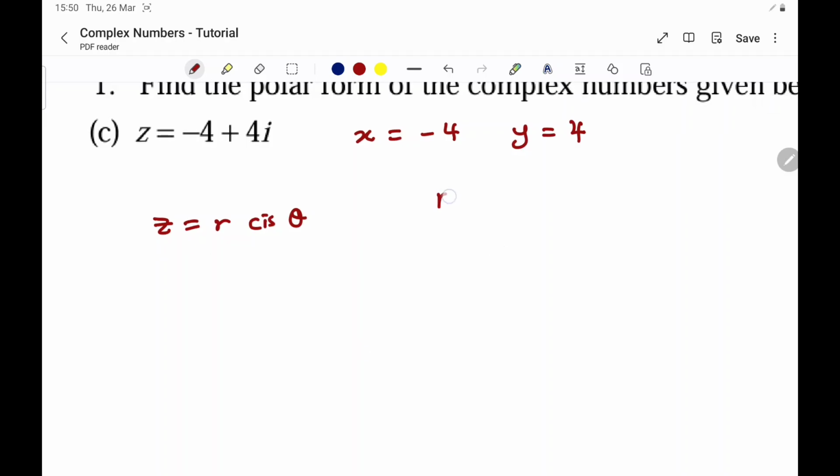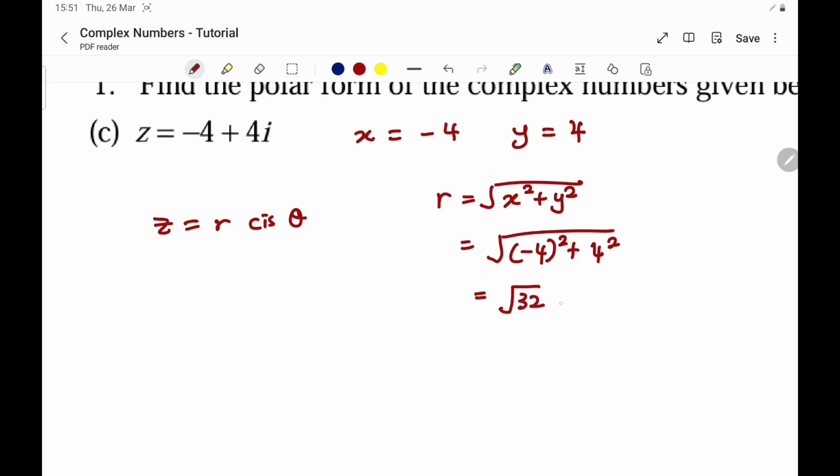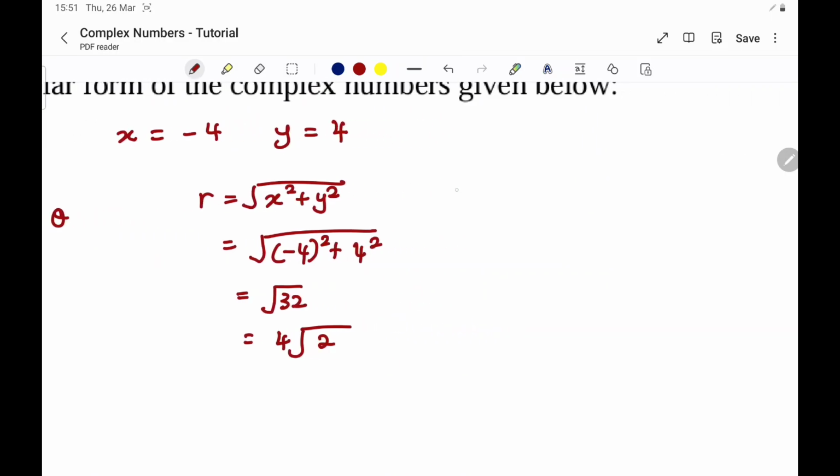We have to find r, which is the square root of x square plus y square. So x square is negative 4 square plus y square, 4 square here. You're going to get 16 plus 16, square root of 32. You're going to get 4 square root 2. So this is your r. Now we have to find theta.